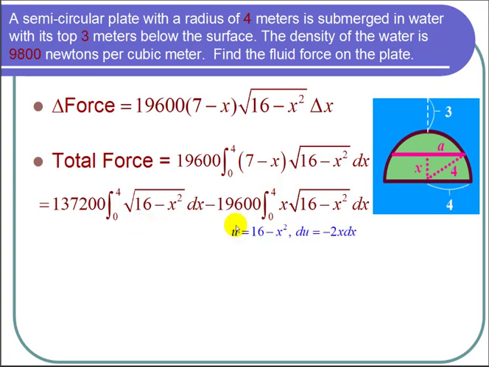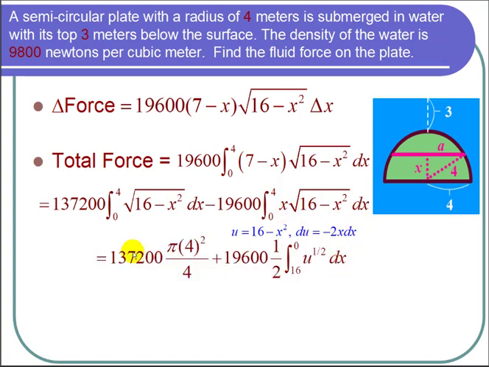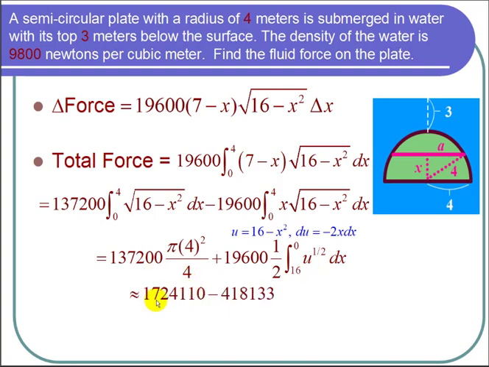For the second integral, I'm going to do a little u substitution. So I'm going to let u equal 16 minus x squared, and then du is negative 2x dx. There's my x dx. The first one, remember, was the area of this quarter circle, and the second I can write in terms of u. So I worked that out, and what I got was 1,724,110 minus 418,133.